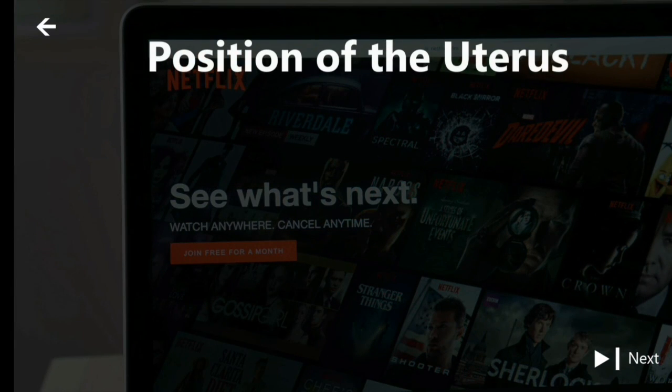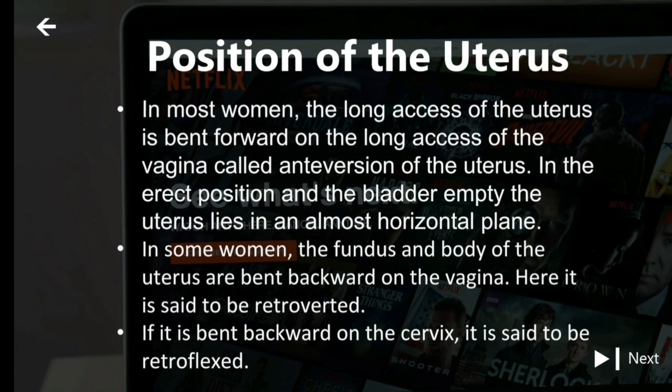Position of the uterus. In most women, the long axis of the uterus is bent forward on the long axis of the vagina, called anteversion of the uterus. In the erect position with the bladder empty, the uterus lies in an almost horizontal plane. In some women, the fundus and body of the uterus are bent backward on the vagina. Here it is said to be retroverted. If it is bent backward on the cervix, it is said to be retroflexed.